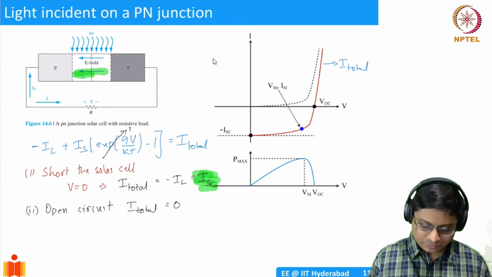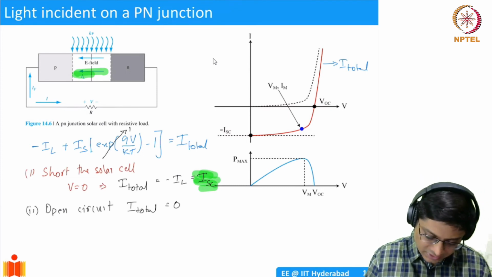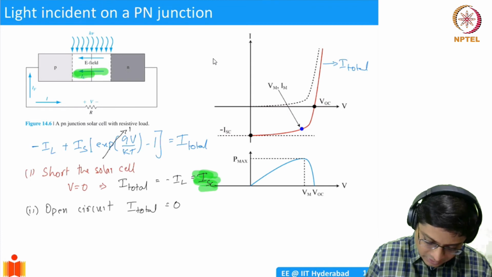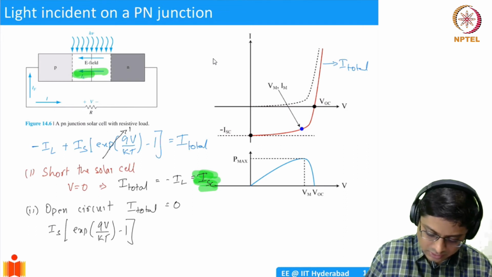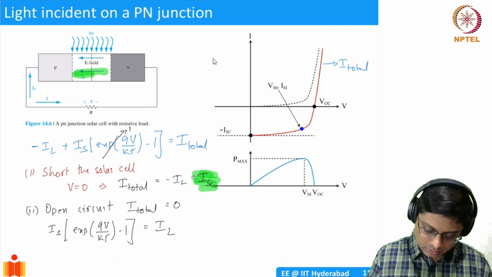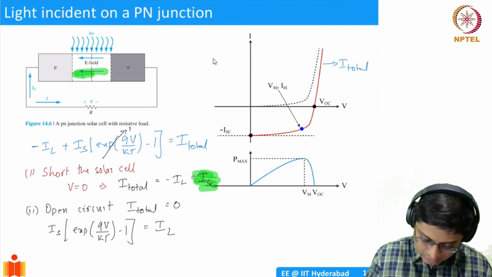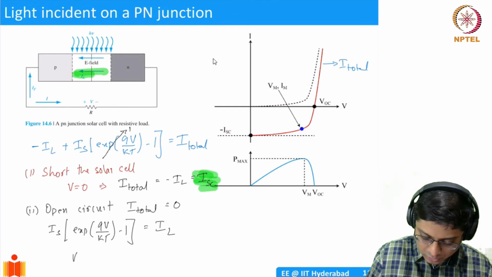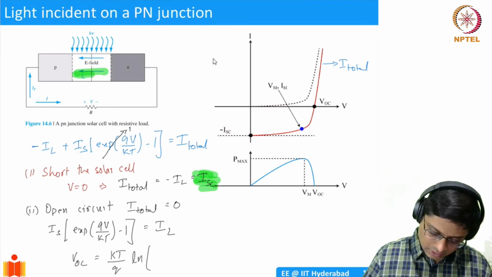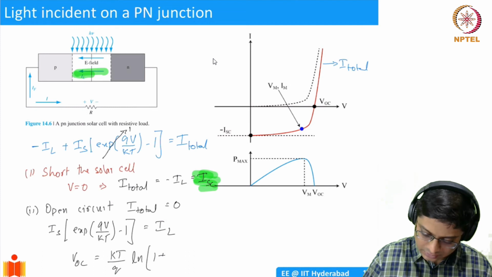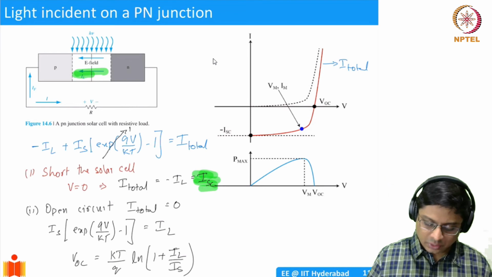So what happens? Well, you can simply rearrange this equation. This is going to be IS times exponential QV by KT minus 1 is equal to IL. Rearranging this, we will call it open circuit voltage, VOC, which is going to be equal to KT by Q ln of, 1 will go that side, so 1 plus IL divided by IS. This is called the open circuit voltage.